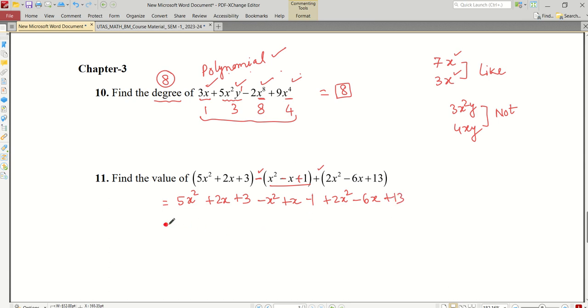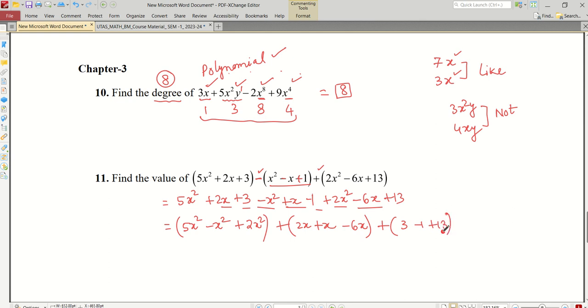Now we will collect like terms. 5x power 2, now minus x square plus 2x square. These are like terms. Okay. Now another like terms. 2x, now you can see plus x, now minus 6x. Now another like terms. Constant, no x here. 3, then minus 1, and then plus 13.